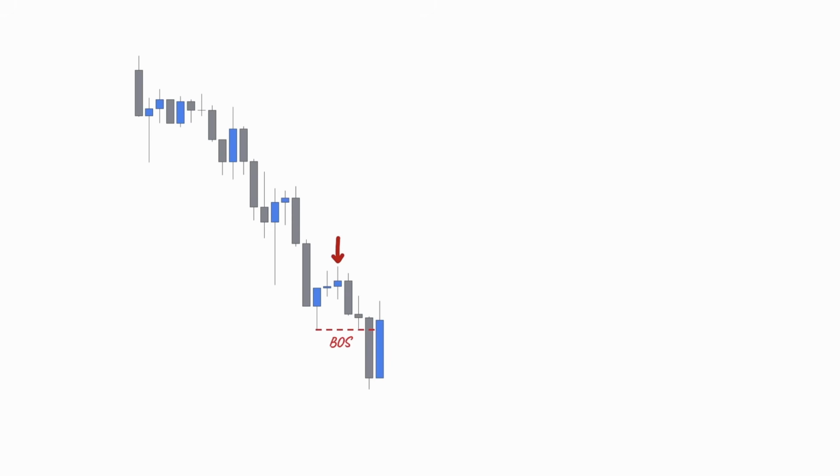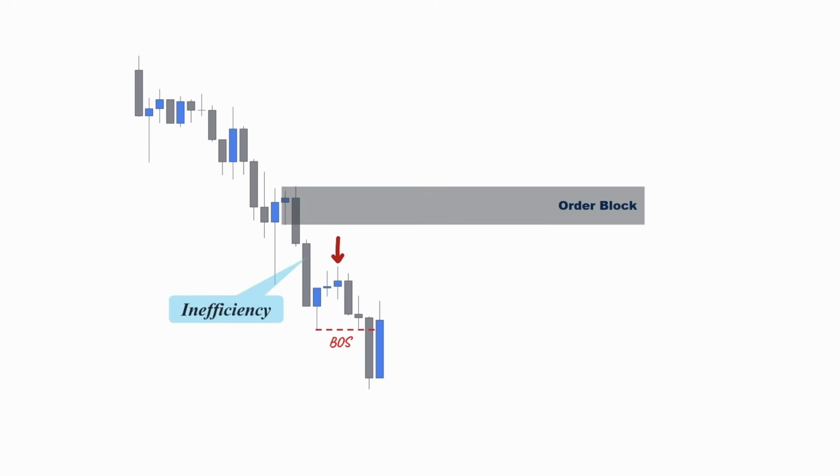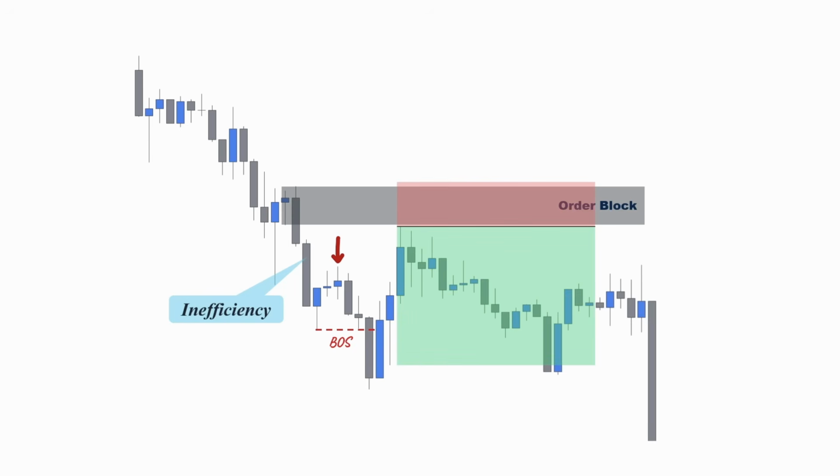But looking at the left side of the structure, we can spot this clean inefficiency above this zone and a valid order block. So, if the price breaks above this level, we won't take it as a valid change of character and consider it a liquidity grab movement. We place our sell limit at the order block, with the same rules for positioning stop loss and targets. The third trading setup is called order block.